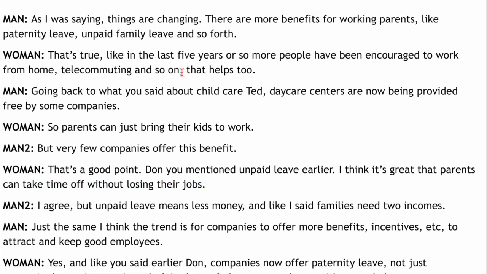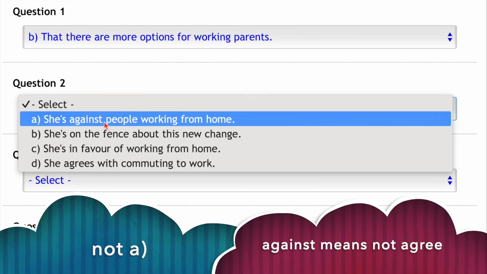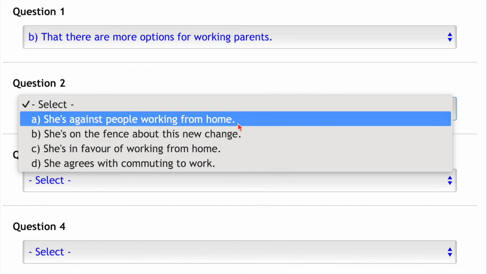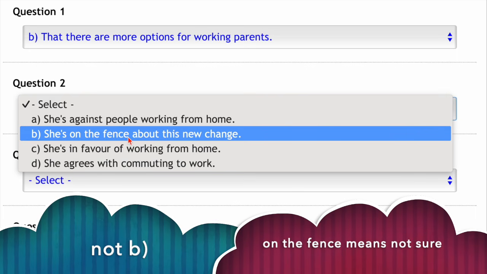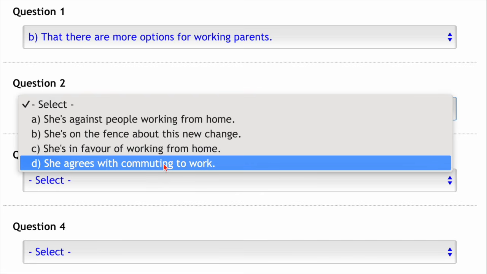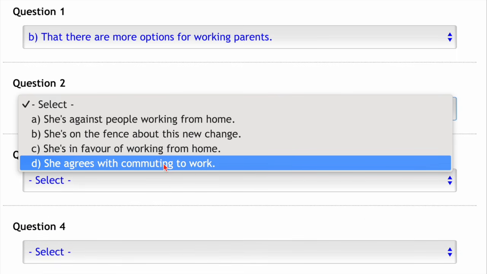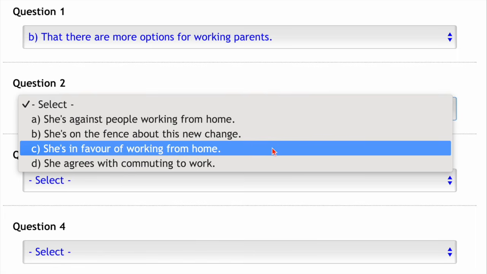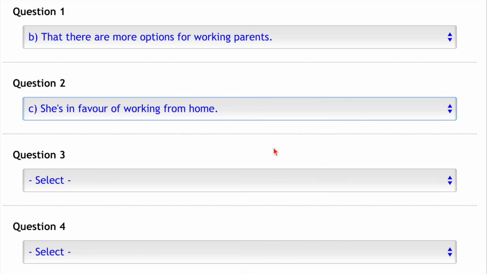So she says over here that helps too. So I think that she agrees with this. Let's look. Not against. Against means not agree. She's on the fence. On the fence means not sure. I think no, not that one either. And not about commuting. She mentioned telecommuting, which means working from home. Commuting just means traveling to work back and forth. So the answer is C. She's in favor of working from home. So she agrees with working from home.